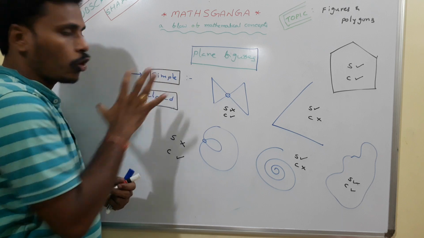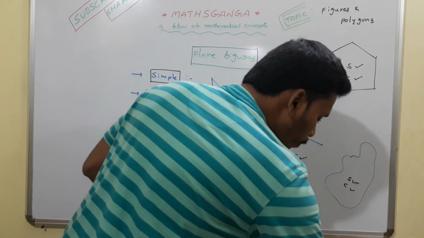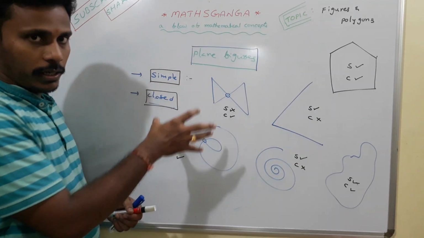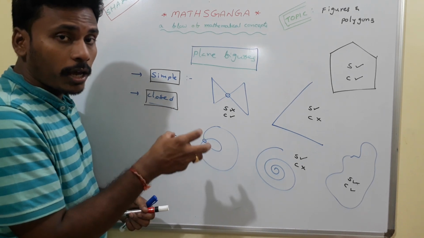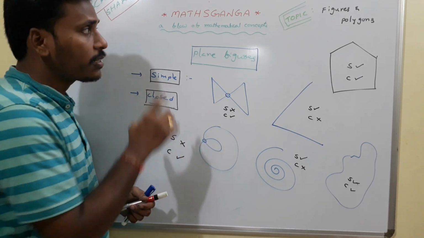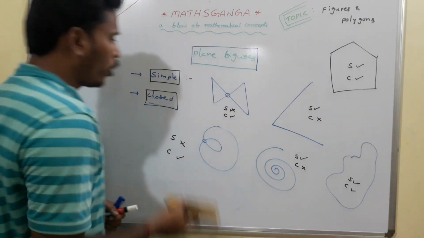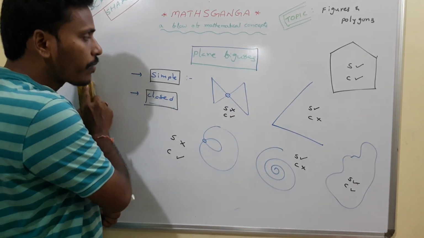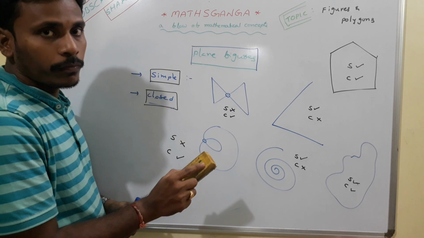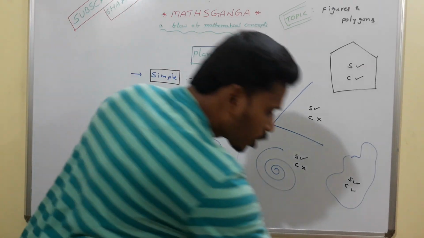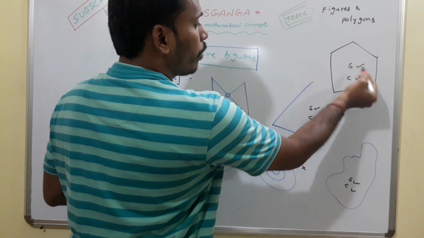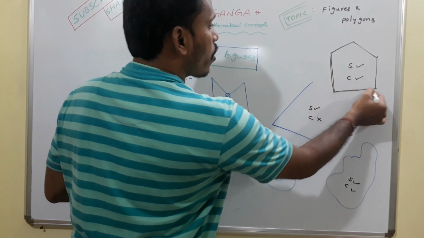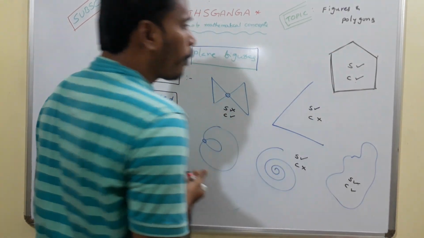Among these plane figures, the figures which are formed with line segments, I am going to define as polygons. A polygon is nothing but a simple closed figure bounded by line segments. For example, if you look here, this is simple as well as closed and it is bounded by line segments, so it is called a polygon.